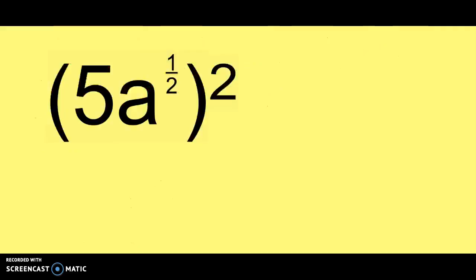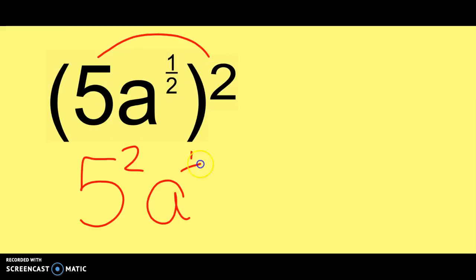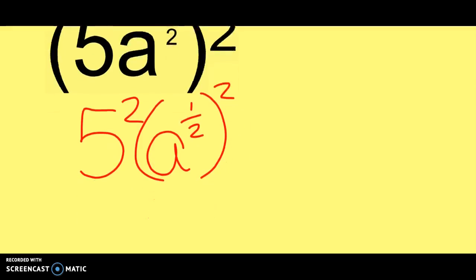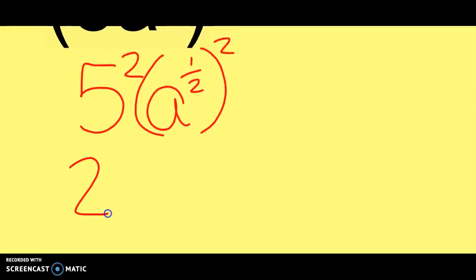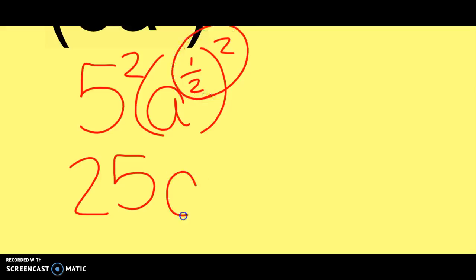Now let's apply it to something we do in Algebra 2. So you've got 5 is going to be squared, and then a to the 1/2 will also be squared. So now we're going to use both of those rules. Well, we know what 5 squared is. And now if we multiply the 1/2 times the 2, we're just going to get a to the first power, but we don't really write it. All right, so that's all we do with that.